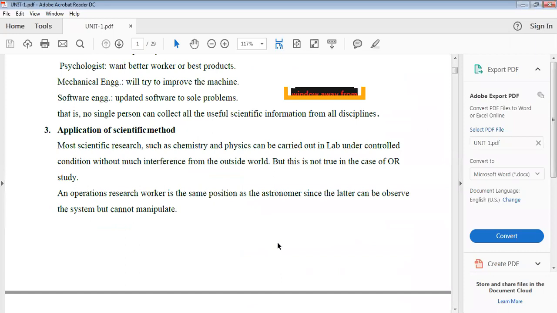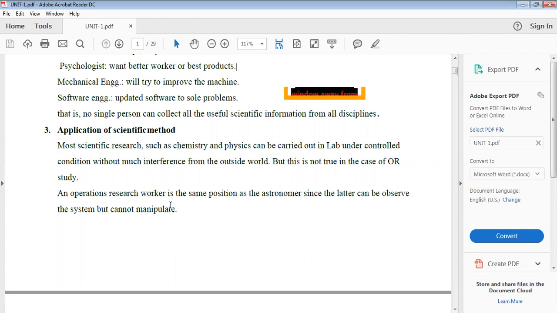So, application of the scientific method. Most scientific research, such as chemistry and physics, can be carried out in the lab under controlled conditions with little interference from the outside world. But this is not true in the case of an operations research study. An operations research worker is in the same position as the astronomer, since the latter can observe the system but cannot manipulate it. So most of the research in physics and chemistry is carried out in the lab, whereas in operational research it is not so.